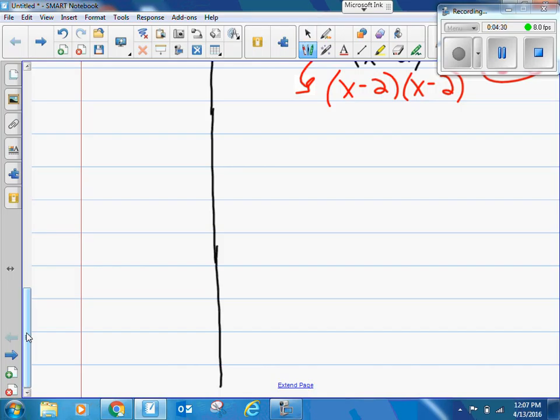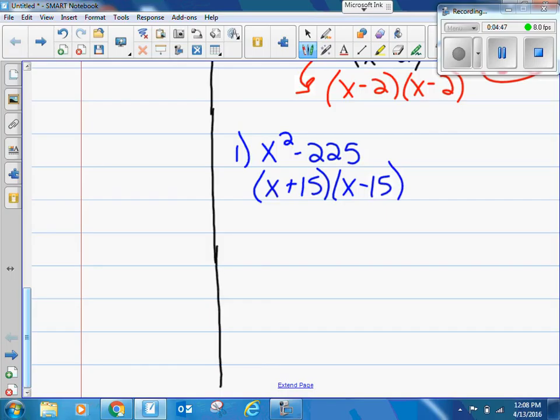First example, x squared minus 225. When it's a binomial like that, you should automatically think the difference of squares. So what I'm going to do is I'm going to factor this to x plus 15 and x minus 15, since 15 is the square root of 225. Another example using these special cases would be t squared plus 10t plus 25.